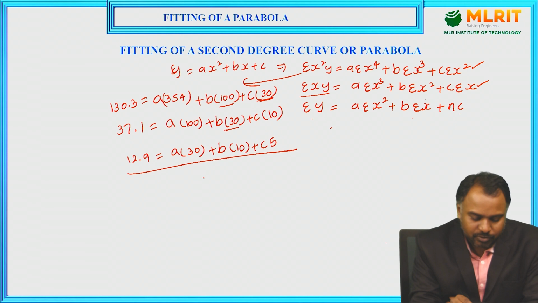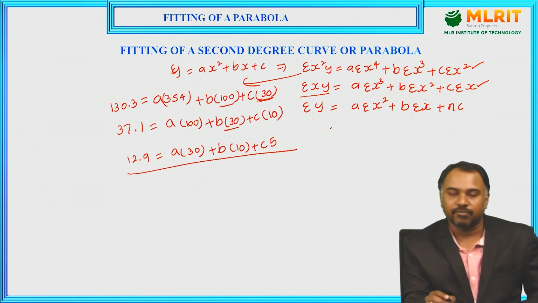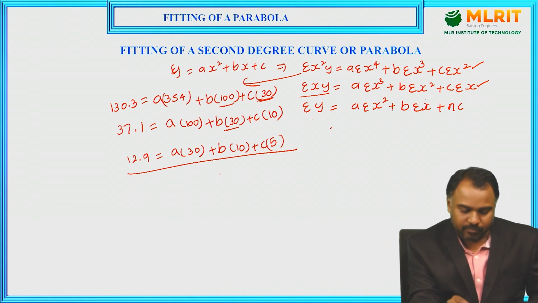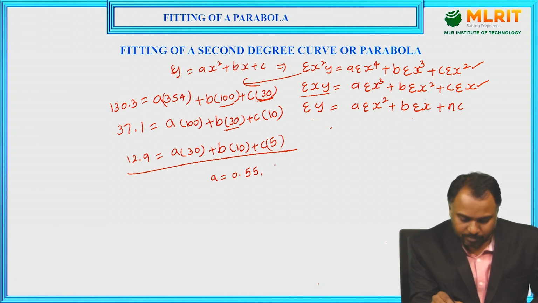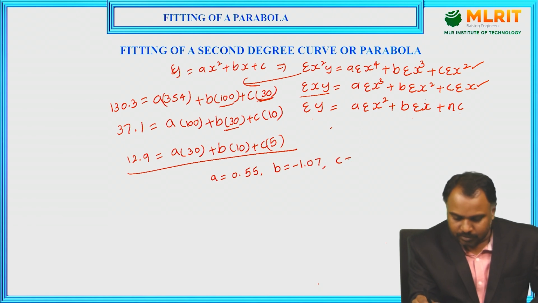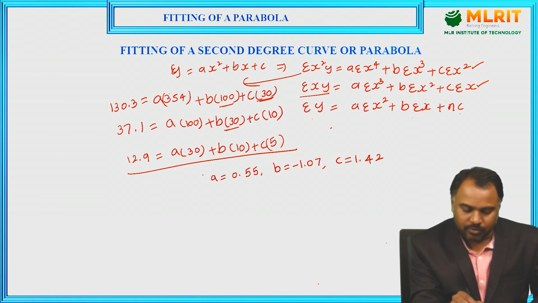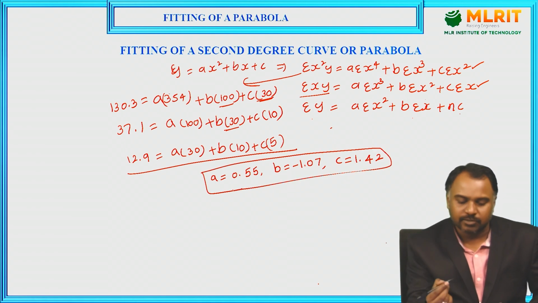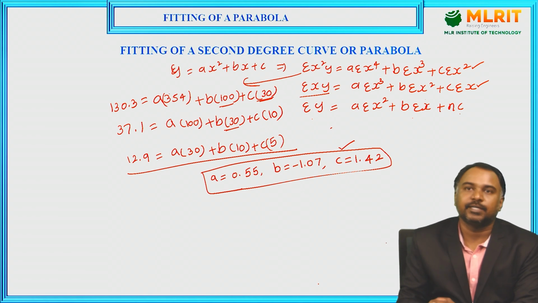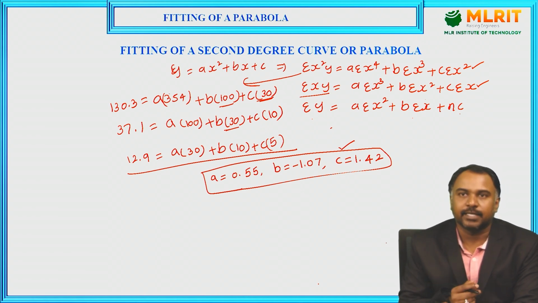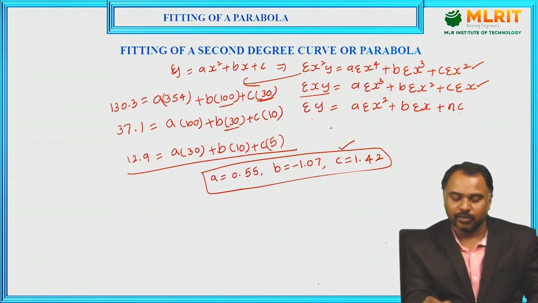Now we need to solve this using any scientific calculator. If you solve this, we are going to get the a, b, c values. Solving, we get a equal to 0.55, b value is minus 1.07, c equal to 1.42. After solving, we can use many different methods. If you solve using any one of the methods, we get these values using a scientific calculator or any other normal method.